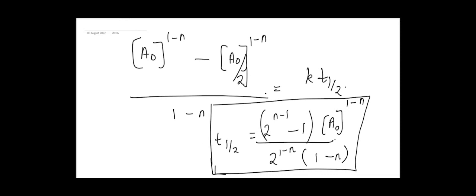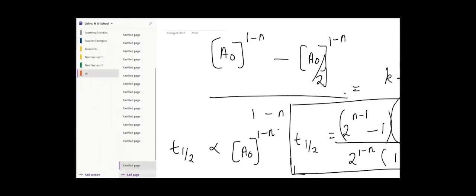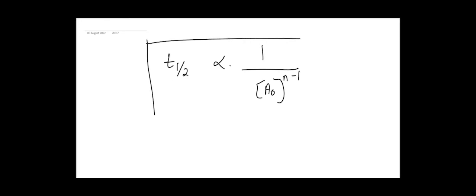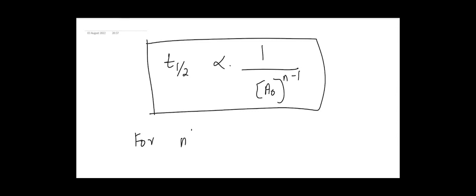So here the general observation to be noted is half-life is directly proportional to the initial concentration to the power of 1 minus n. So T half is directly proportional to A naught to the power of 1 minus n, and we can also say it as half-life is directly proportional to 1 by A naught to the power of n minus 1. So this also comes into use for solving various numericals. This is for an nth order reaction.